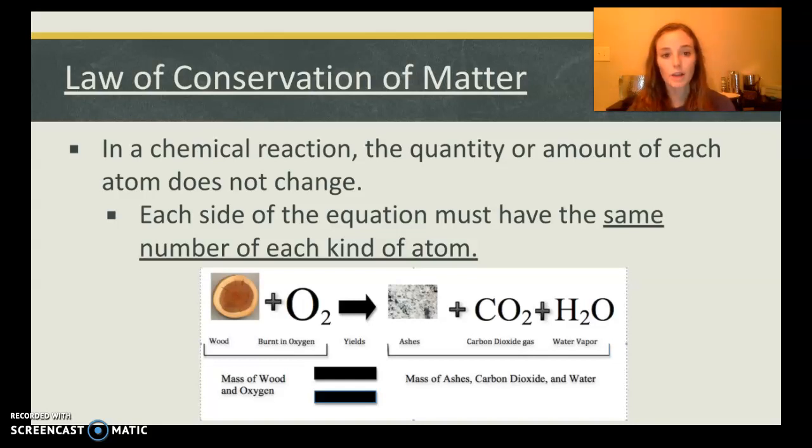So one example that we see of the law of conservation of matter is if we had wood and we burnt it in oxygen, so oxygen around it, it would yield or produce ashes, carbon dioxide gas, and water vapor. So even though we have a fire, it doesn't seem like the law of conservation of matter has been followed, but the mass of the wood and oxygen actually does in fact equal the mass of the ashes, carbon dioxide, and water. So we did have the same number of each kind of atom on each side of the equation before the chemical reaction took place and after the chemical reaction took place.